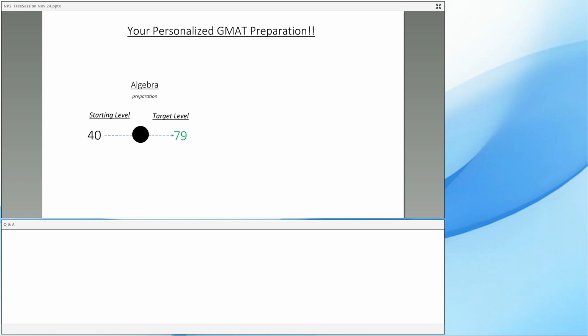For algebra, for example, let's say you start with a 40 percentile as a starting level, and you say, I've got to get to that above average score of 79 percentile. Similarly, for arithmetic, let's say you start at 55 percentile and you choose to get to that 93 percentile. So these are the milestones that you're aiming for. If you hit those milestones, you can be very certain that you'd be able to hit that 720 score. So this is about creating that personalized study plan.